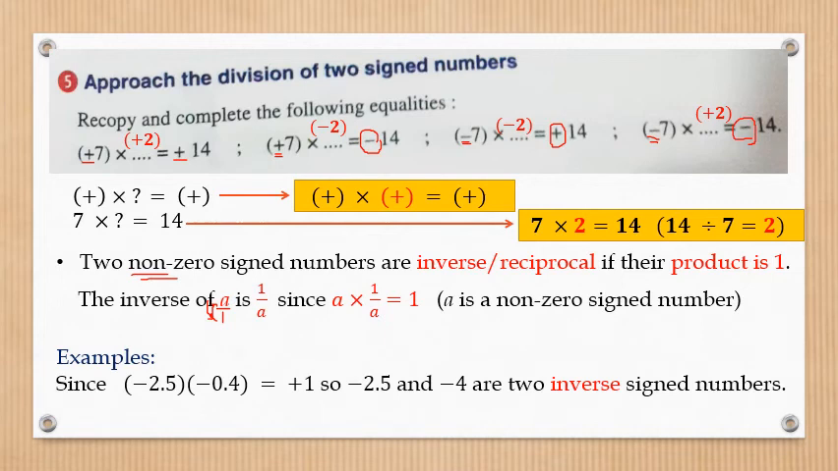Example, minus 2.5 times minus 0.4. We know that 1 is the result. Why? Because they have the same sign, so the answer should be positive. And 2.5 times 0.4 is 1. They are inverse numbers. Why? Because 1 over 2.5 is 0.4.